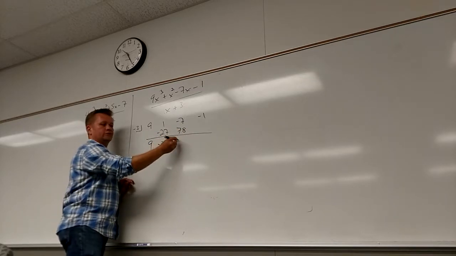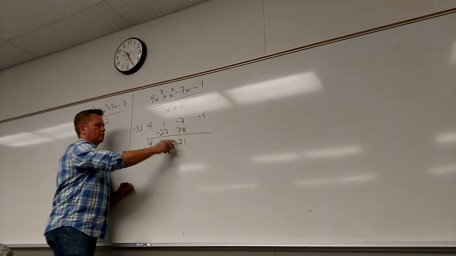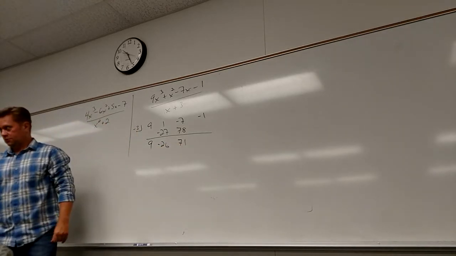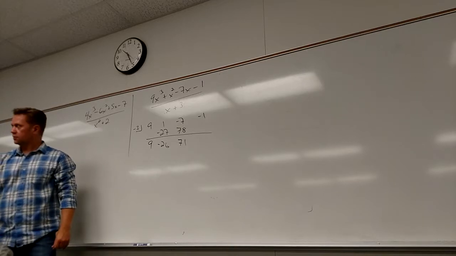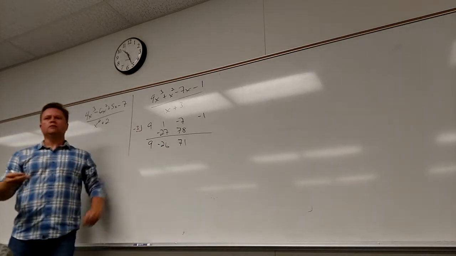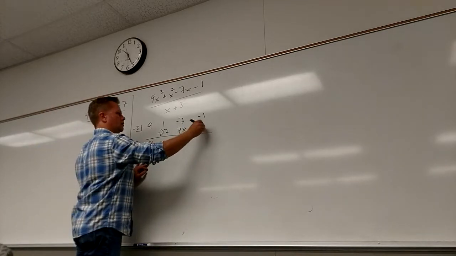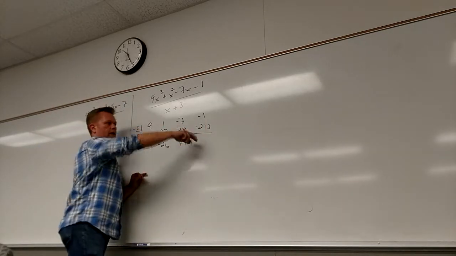You didn't like that one, you're going to really like this one. 71 times -3. 70 times 3 is 210, right? 21 and a 0. Plus 1, 3, 213. Negative. Add.